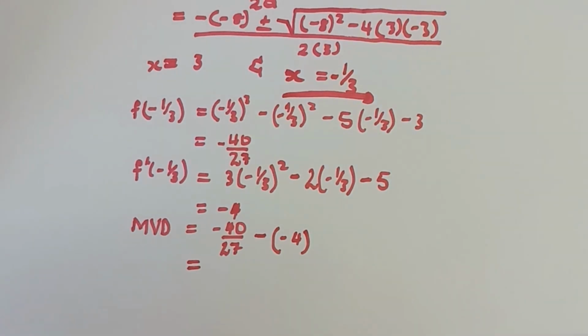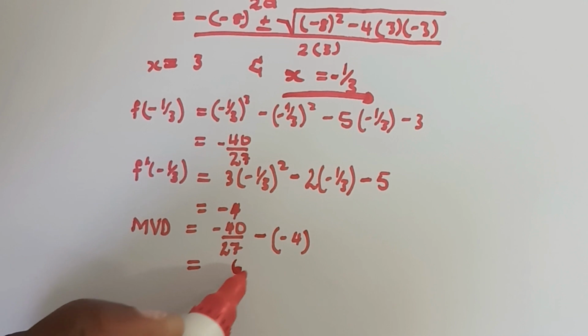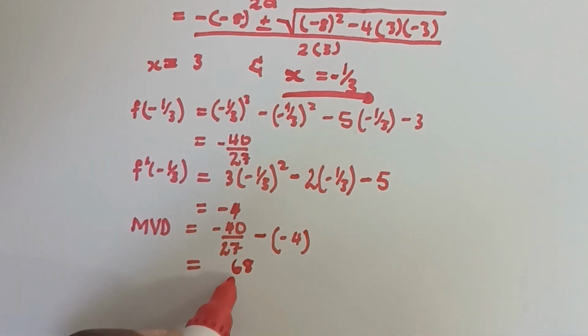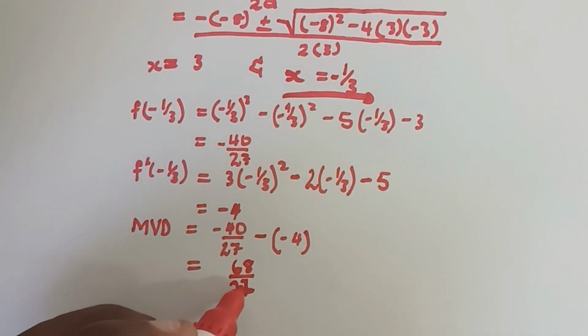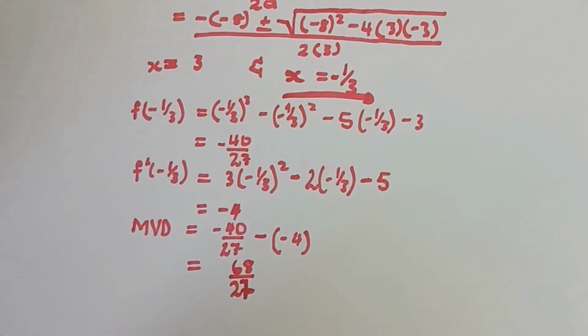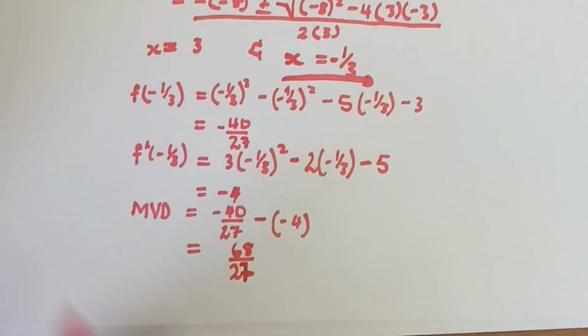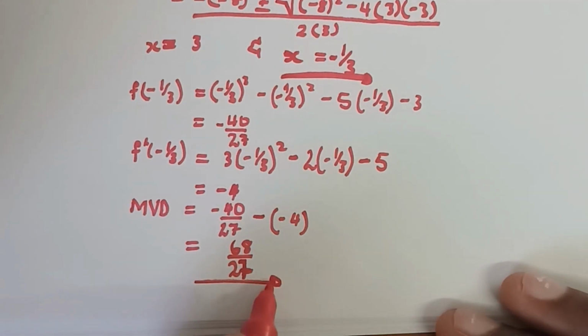Now we get a value that is 68 over 27. All right, now we did find the maximum vertical distance between the interval where x is between 0 and negative 1. So that is our final answer for that.